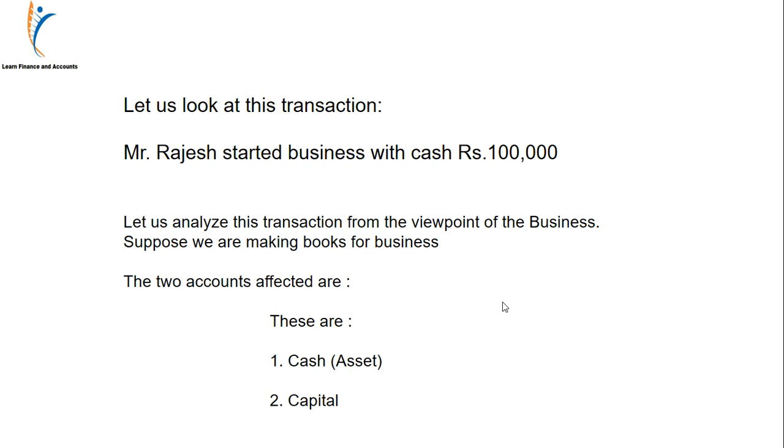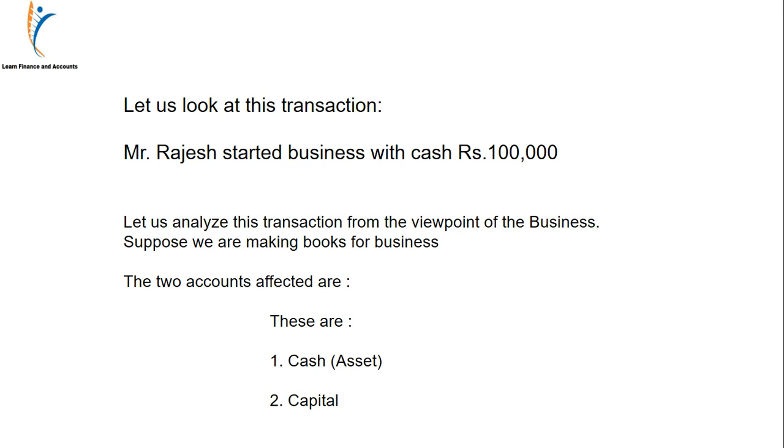Now this transaction: Mr. Rajesh started the business with cash of 1 lakh rupees. Let us analyze this transaction from the viewpoint of the business. Suppose we are making books for the business. The first thing we have to do is identify whether it is a transaction that is financial in nature. Yes, it is. Then we have to identify the accounts involved. We can see two accounts here. We know that there are five types of accounts: A, E, L, I, C. A is assets.